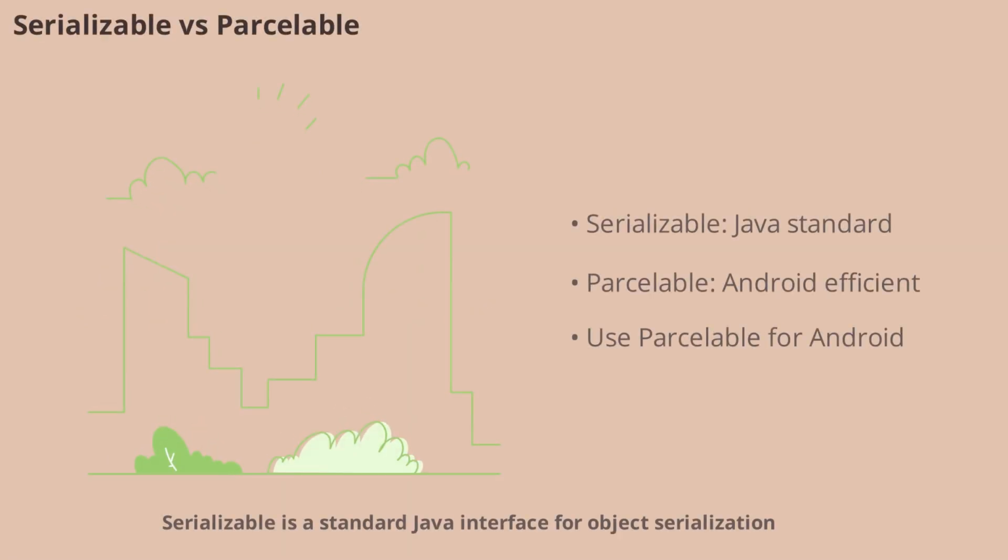Serializable is a standard Java interface for object serialization, but it's slower and creates more temporary objects. Parcelable is Android-specific, more efficient, and requires you to implement serialization manually. Use Parcelable for passing data between Android components.